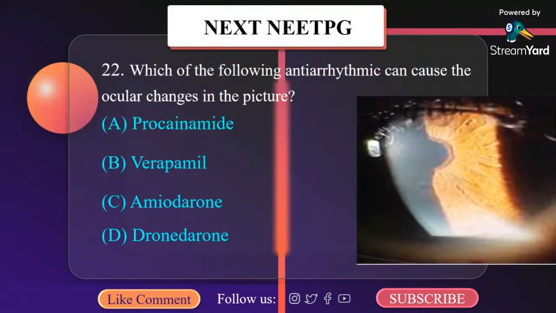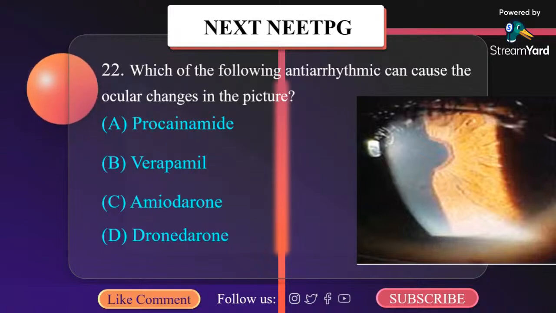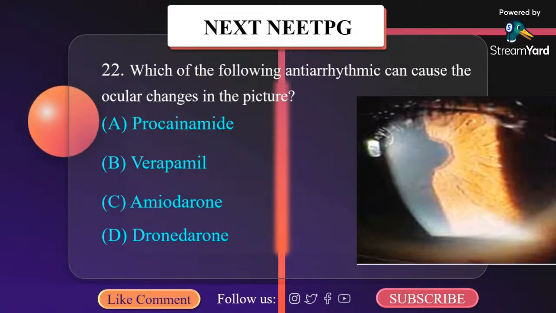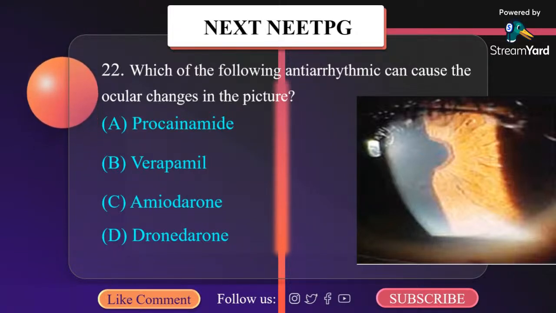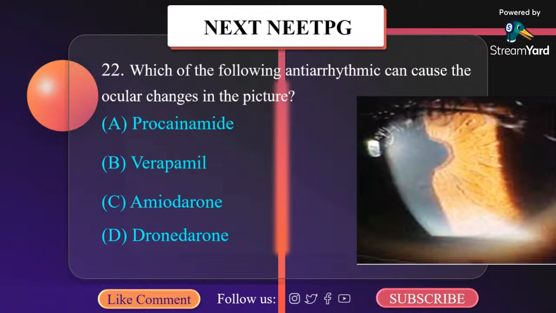Which of the following antiarrhythmics can cause the ocular changes in the picture? Here you can see the streak of deposits in the cornea in concentric circles. It is whorl-like deposits and it is seen with amiodarone. So the correct option here is C, amiodarone. The other complications of amiodarone are pulmonary fibrosis, corneal microdeposits, myocarditis, liver toxicity, neuropathy, alpha receptor block causing hypotension, skin photosensitivity, and thyroid toxicity, hyperthyroidism.